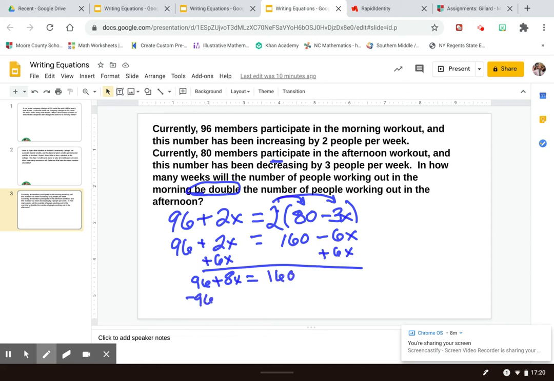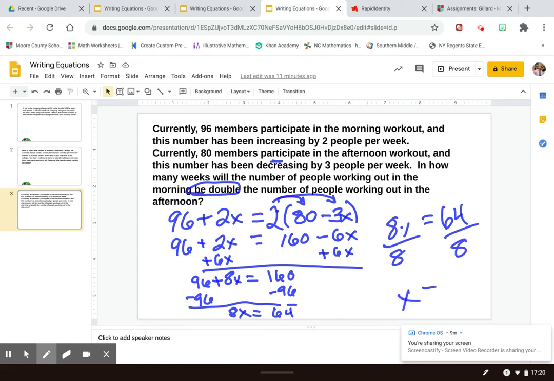Then we'll just subtract 96 from both sides. So that's going to be 8x equals 64. So all I need to do now is divide both sides by 8. And x equals 8. So after 8 weeks, the number of people working out in the morning will be double the number of people working out in the afternoon. Okay?